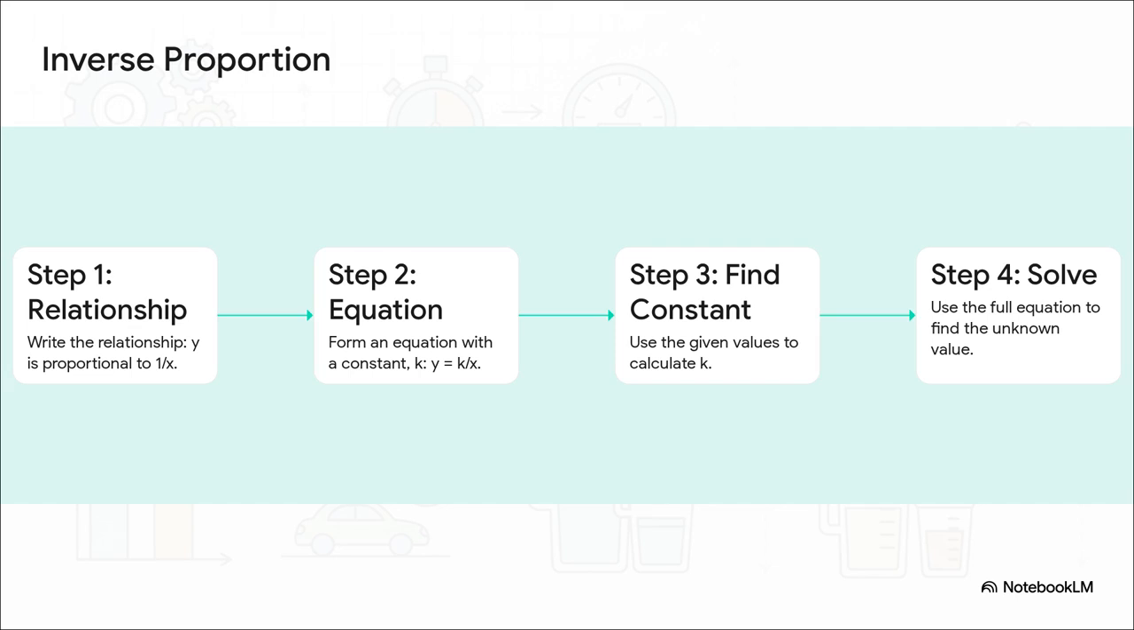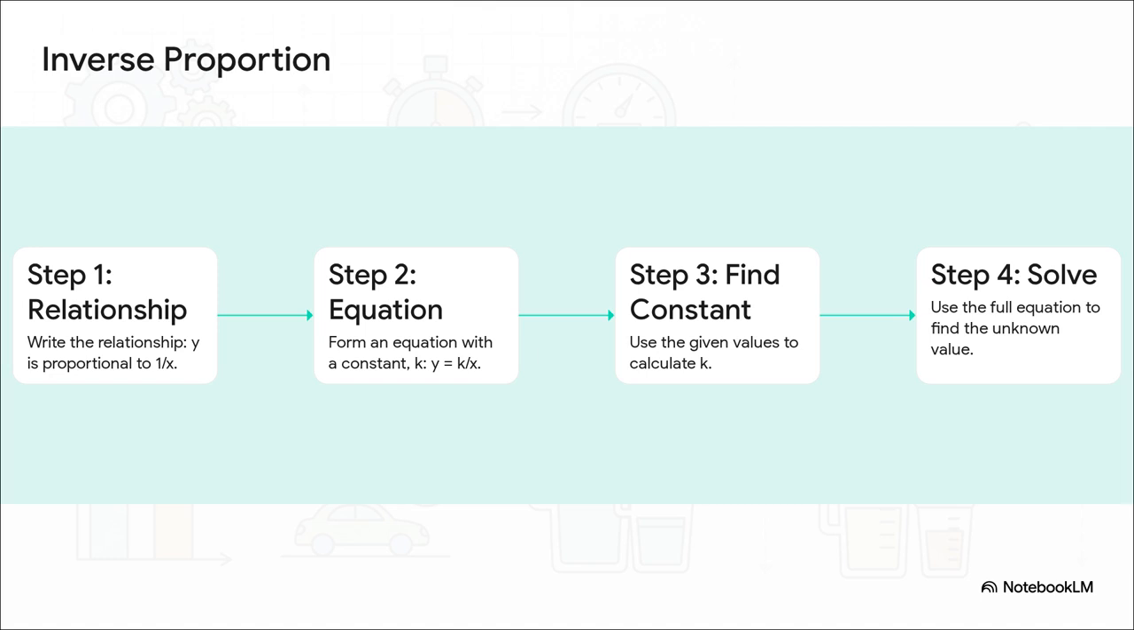Okay, step 1, write the relationship. Time, let's call it t, is inversely proportional to the number of people, p. So t is proportional to 1 over p. Step 2, we turn that into an actual equation. t equals k over p. k is just a constant number we need to figure out. For step 3, we use the numbers they gave us. We know that 8 hours equals k divided by 3 people. A little bit of rearranging and you find that k must be 24. Now the final step, we have our finished equation. t equals 24 over p. We want the time for 4 people, so t equals 24 divided by 4, which is 6 hours.